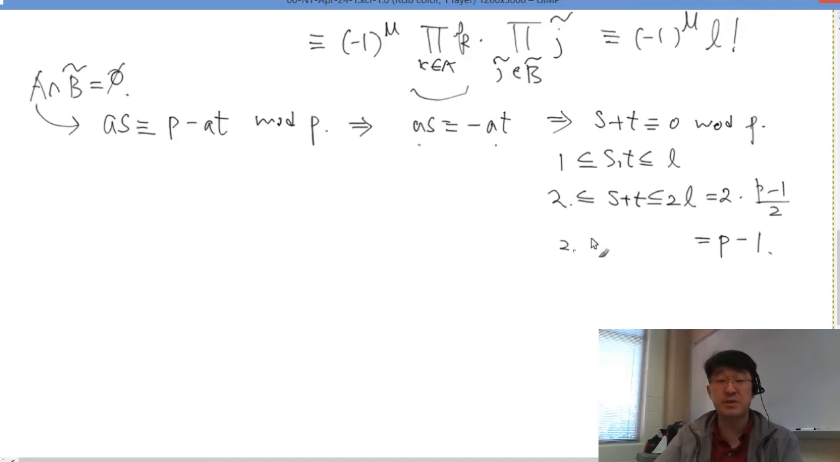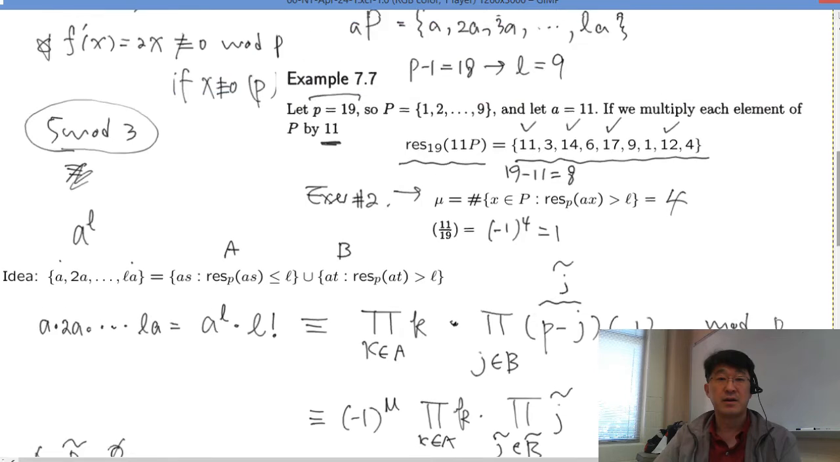So S plus T is in between 2 and P minus 1, and it has to be 0 mod P. That makes no sense, right? Therefore, there's no overlap.